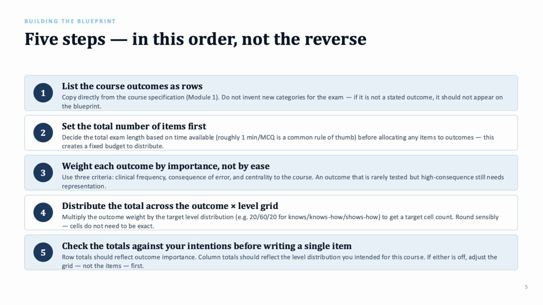Finally, step 5. Check the totals against your intentions before writing a single item. Row totals should reflect outcome importance, and column totals should reflect your intended cognitive level distribution. If either is off, adjust the grid first, not the items.